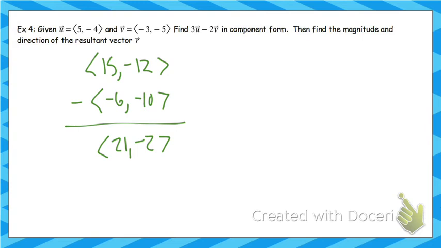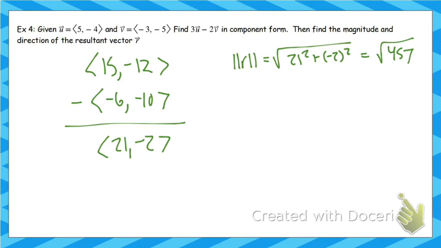So that is your component form of the resultant. Now we want to find the magnitude and direction. This is just reviewing what we did last class. Remember magnitude, Pythagorean theorem, 21 squared plus negative 2 in parentheses squared. If you need to plug that into a calculator, you can. We would get the square root of 457.